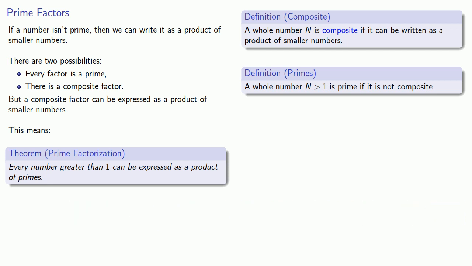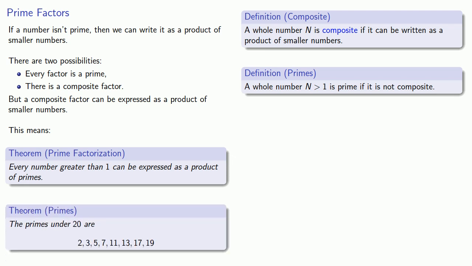Now, for this, it helps if you know what the primes are, and unfortunately, we're not born with the knowledge of prime numbers. Fortunately, they're not too difficult to find, and with a little bit of effort, which I'll put in, we can find the primes under 20: 2, 3, 5, 7, 11, 13, 17, and 19.